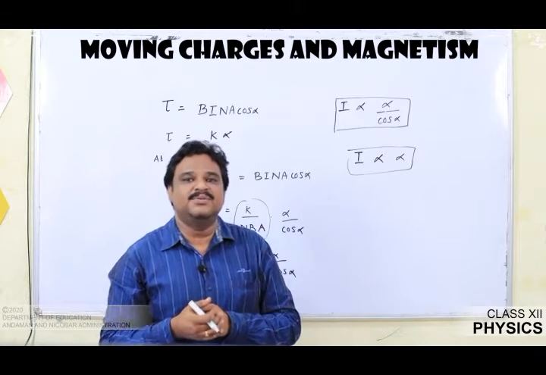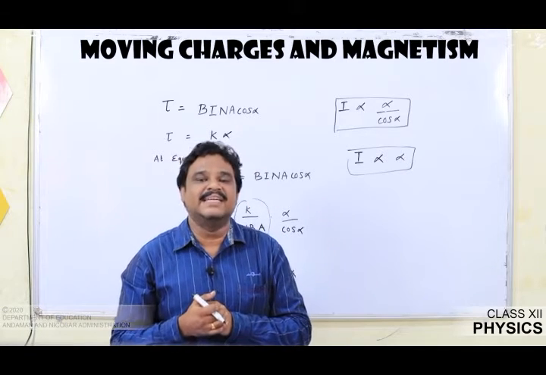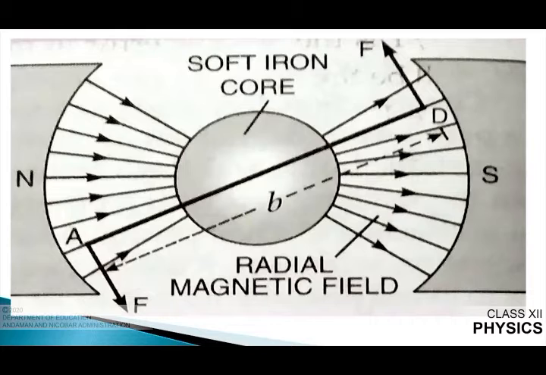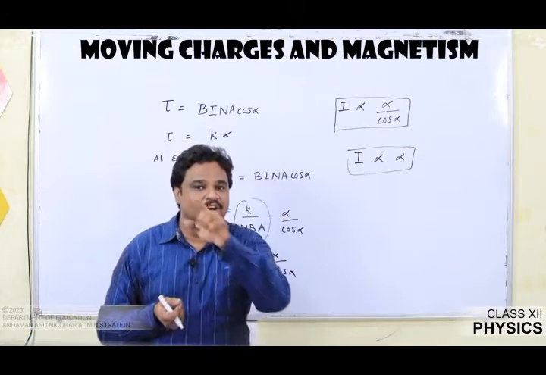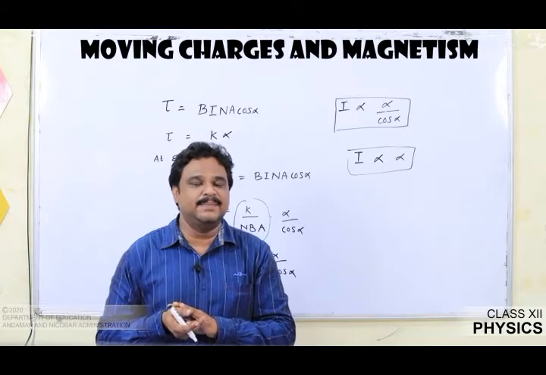In order to achieve a linear scale, the shape of the poles of the magnet is made concave. You can see the diagram. Concave shaped pole pieces of the permanent magnet are used to achieve a linear scale. How do we achieve it? You can see that for each position of the coil, the plane of the coil is parallel to the magnetic field lines. This means the perpendicular distance will always be b only, that is the breadth.